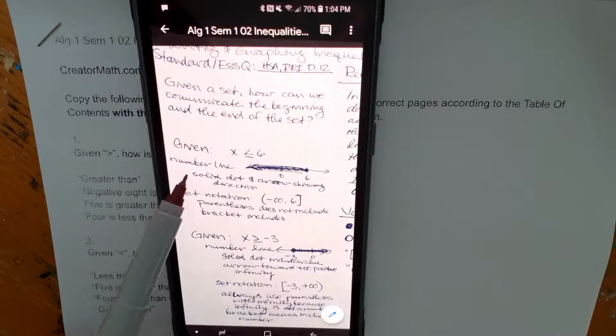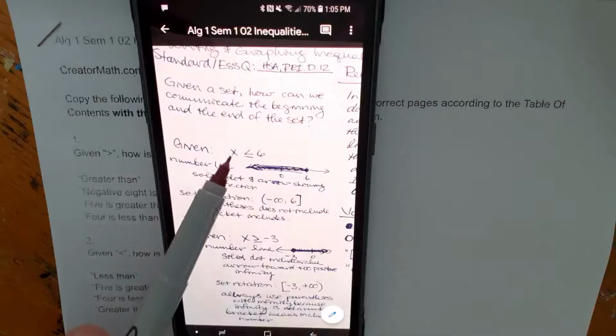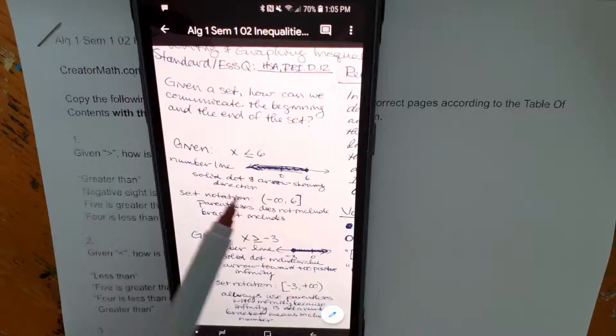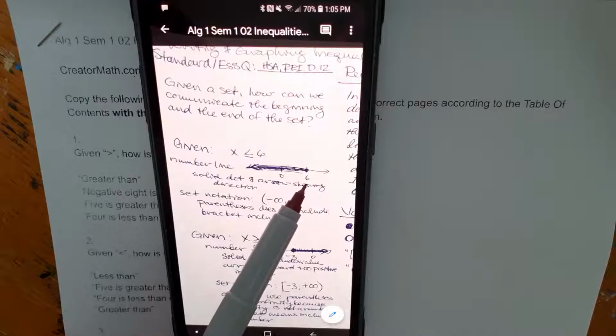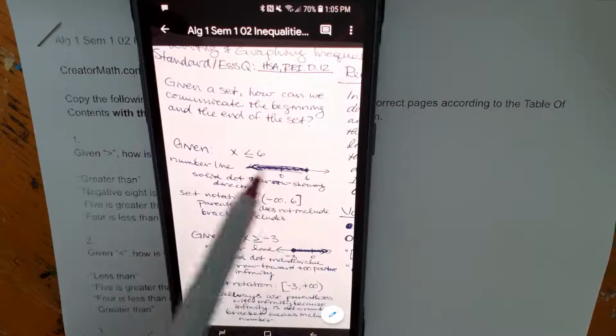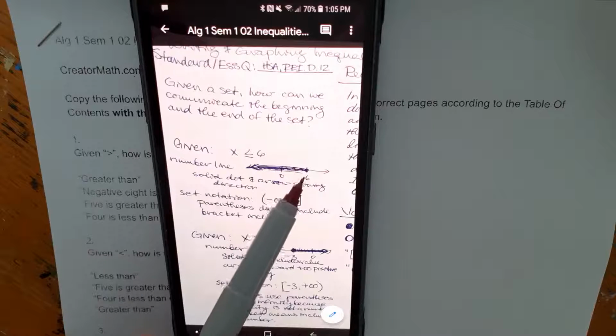Put these into your comp book. This talks about the number line, talks about if x is less than or equal to 6, how to graph that on a number line, whether we use a solid or open dot. Solid dot means inclusive of the value, so if it's less than or equal to, we have a solid dot. If there's no equals, then it would be open dot, because that means it's not equal to the actual value.